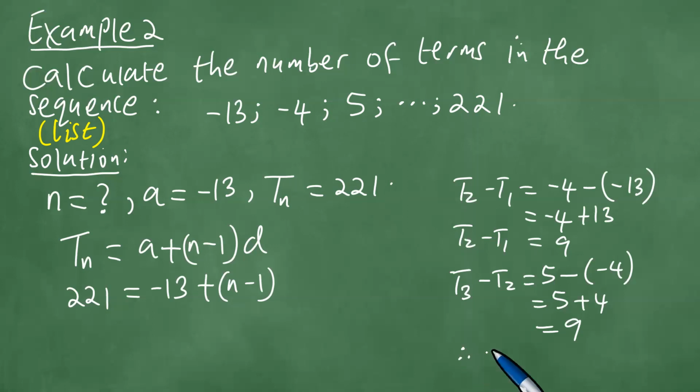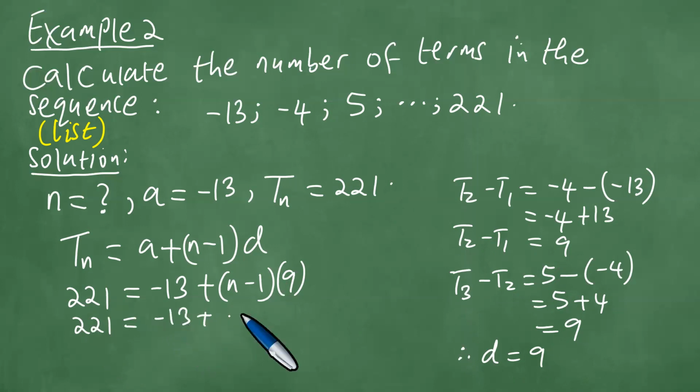So the observation we're able to see is that the common difference is 9. It is common because T2 minus T1 is 9, and T3 minus T2 is 9. Which means 221 equals minus 13 plus 9 times n minus 1. So here you distribute: 9 by n becomes 9n minus 9. Then minus 13 minus 9 is minus 22, plus 9n.